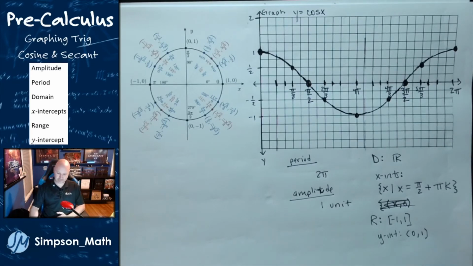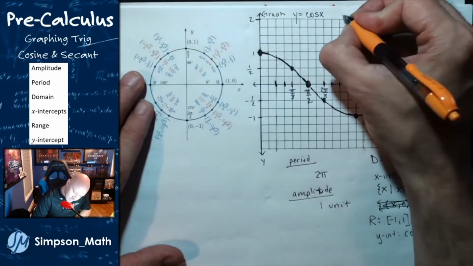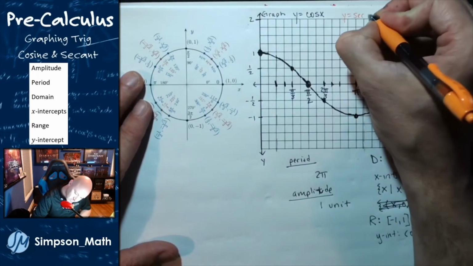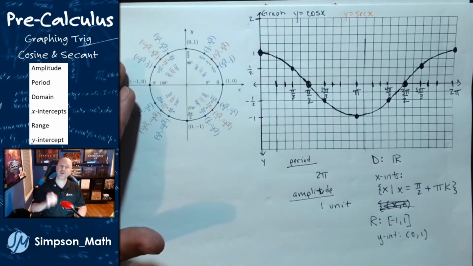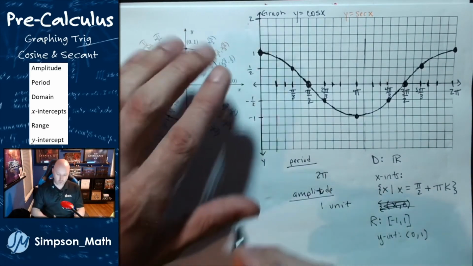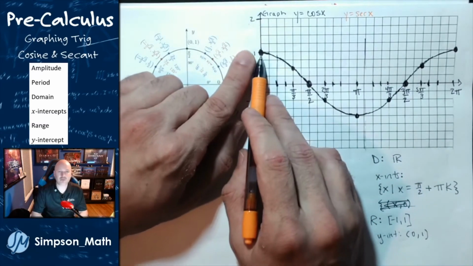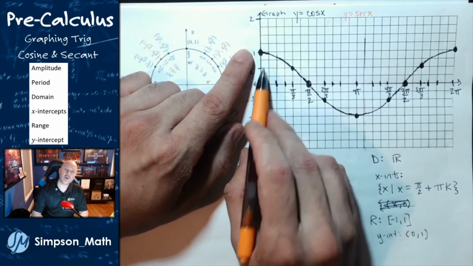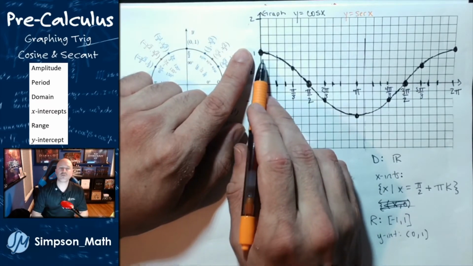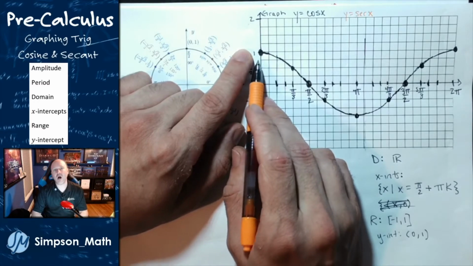Okay, I've listed all that stuff. Now, I'm going to use cosine to help me quickly graph the reciprocal function secant. I'll do that in orange. Secant is the reciprocal of cosine. That is, if I have an output of cosine, I just need to reciprocate it, and I'll have the output for secant. Cosine of 0 is 1, so secant is the reciprocal of 1, also 1.